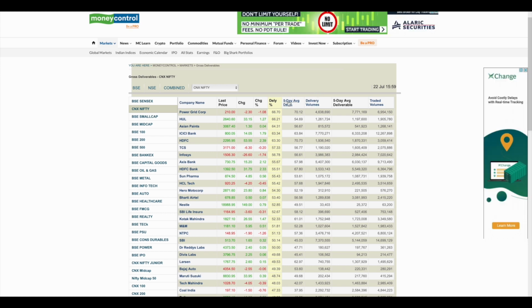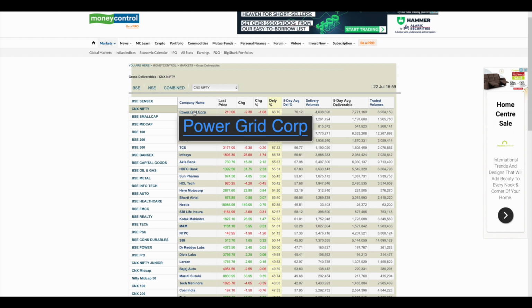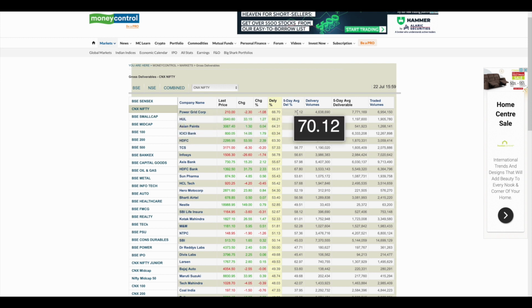Traders, we can also see this section, 5-day average delivery percentage. That means out of the total trade volume on a 5-day average period, how much was the delivery percentage? For Power Grid, 70% of the total traded volume was taken as delivery.